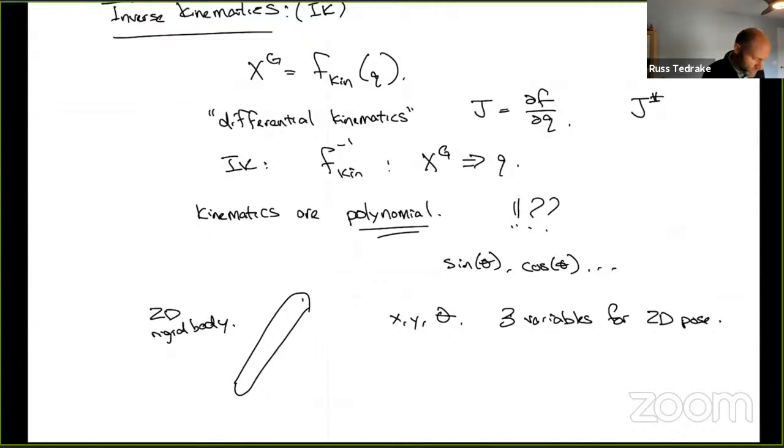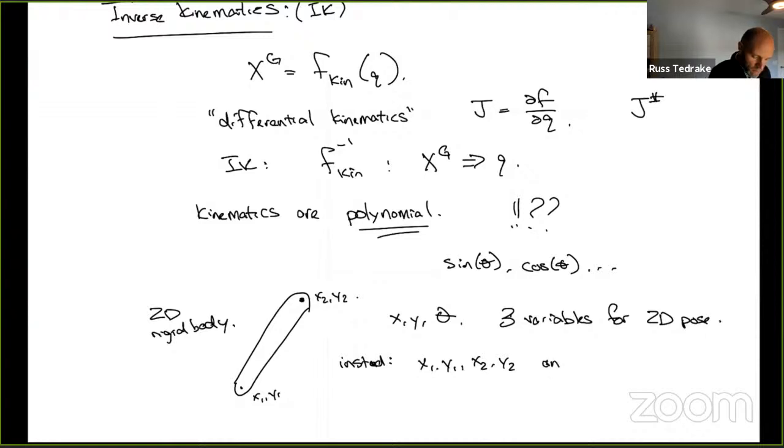But there's another way to do it, which is to use a sort of maximal coordinates. We could pick two points on the link. We'll call this one x1, y1, this one x2, y2. x1, y1, x2, y2 are certainly a sufficient description of the pose. If I have those variables, I know everything about how to compute kinematics of other points on that rigid body.